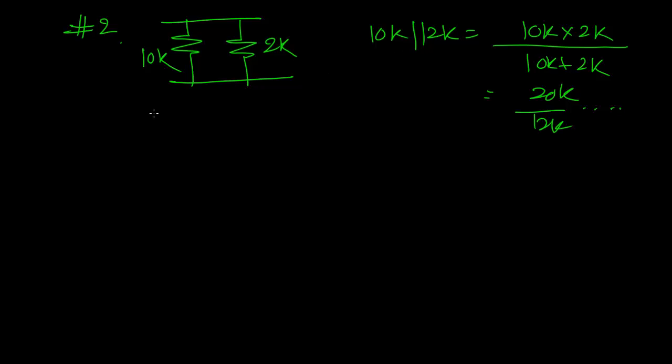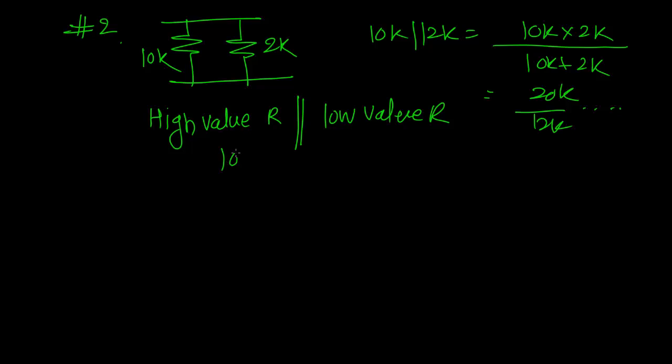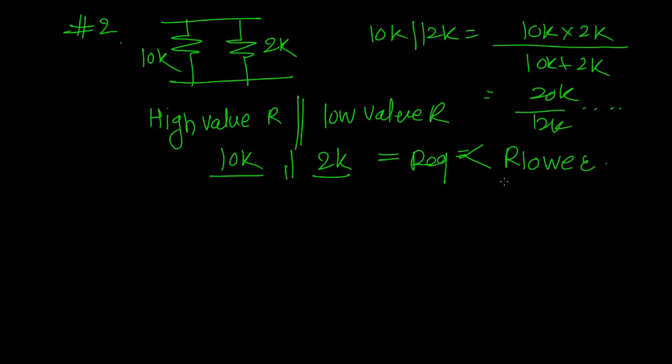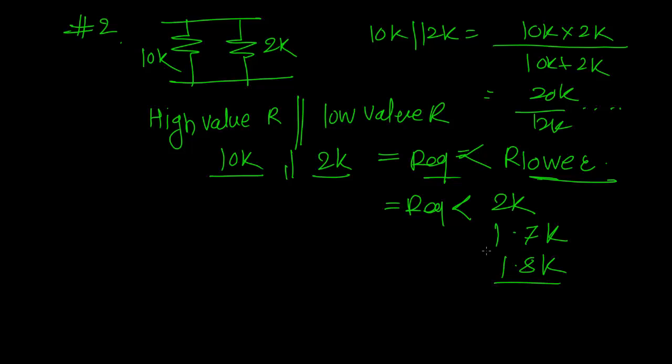So remember that whenever there is a high value resistance in parallel with a low value resistance, like 10k is higher than 2k, the equivalent resistance of the parallel combination of these two is always less than the lower resistance. Remember that. So this R equivalent is going to be less than 2k. It may be 1.7k, maybe 1.8k, you can calculate that, but it's always going to be less than 2k. That's how you can remember.